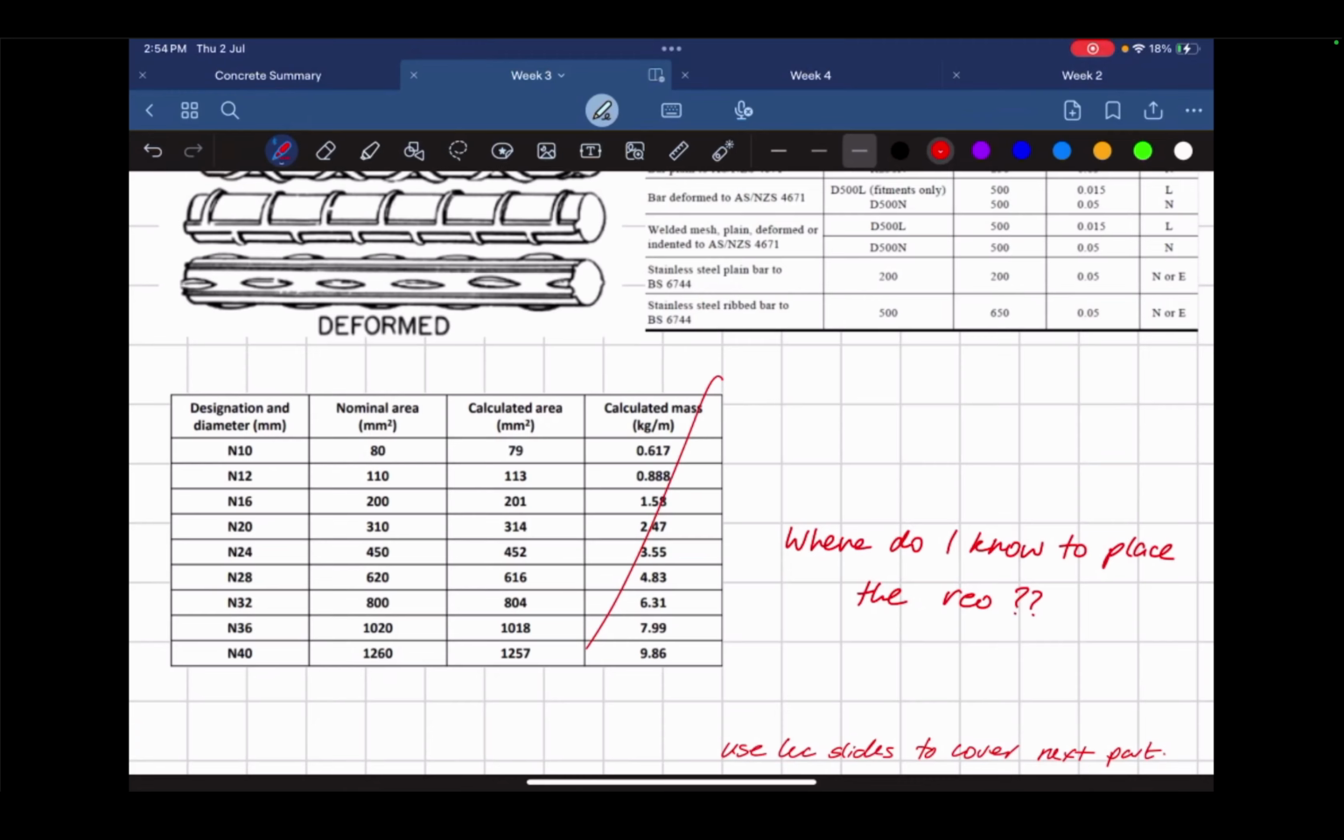Because your concrete is weak in tension, what happens is you're going to place those bars there.